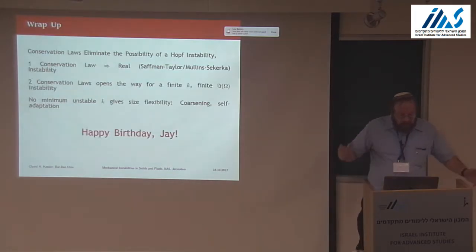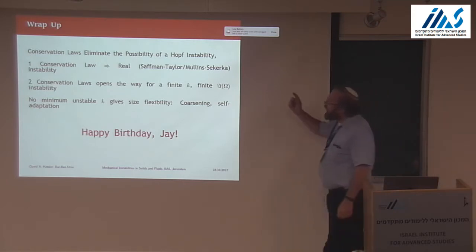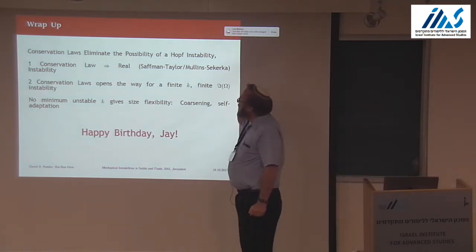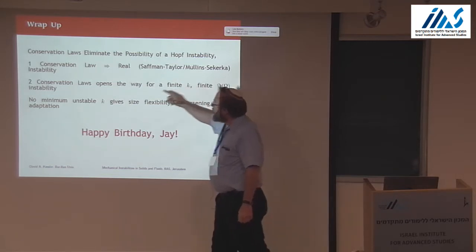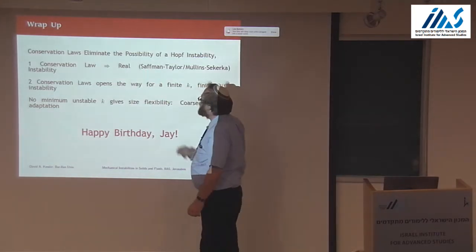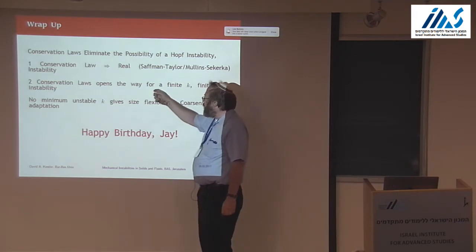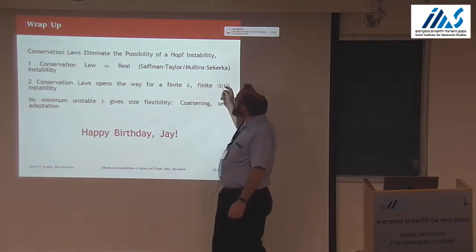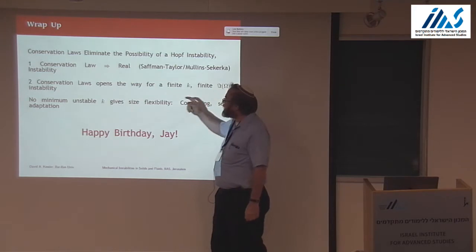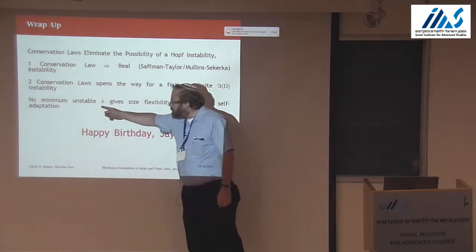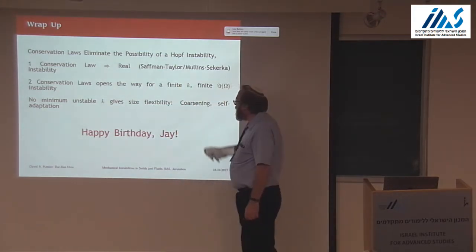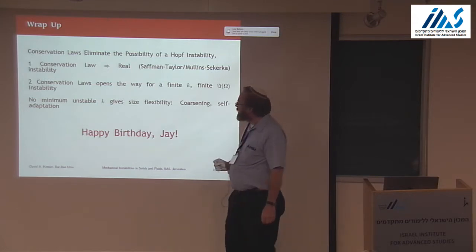All right, so just to wrap things up, the conservation laws that we have here eliminated the possibility of a Hopf instability. If you have one conservation law, then you get a real instability. If you have two conservation laws, then it opens the way for a finite k, finite omega instability. The fact that you have no minimum unstable k gives you flexibility of size, gives you coarsening, and this self-adaptation.